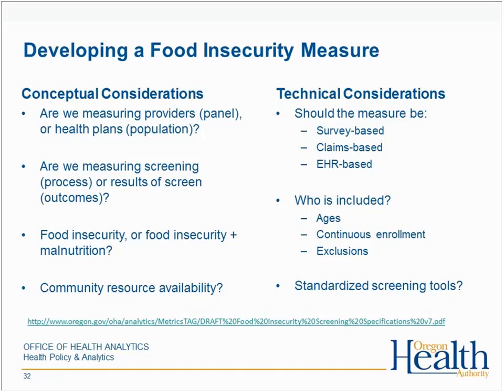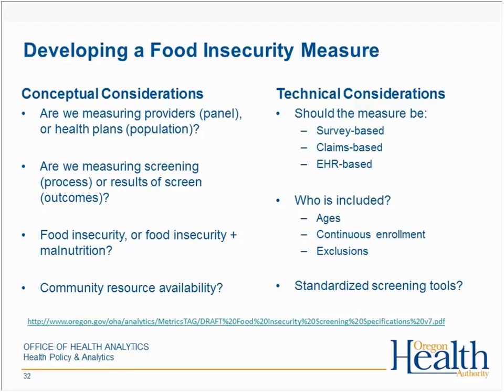And so then some of our conceptual and technical considerations that we've been working through. So on the conceptual side, we had to start off with, are we measuring this at the providers, essentially the patient panel population, or are we measuring the health plan, all of the Medicaid enrollees of that coordinated care organization? And that really makes a difference, not just in where our possible data sources might be and how we might collect the information, but also in terms of intent.